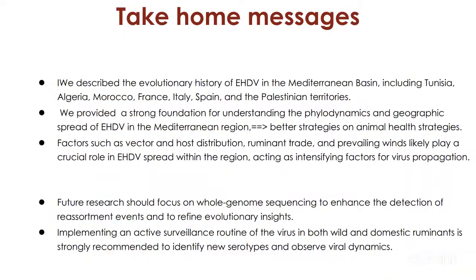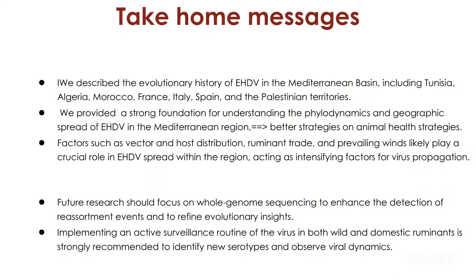So what I have as insights from these two analyses is that we have described the evolutionary history of EHDV in the Mediterranean region, including Tunisia, Algeria, Morocco, France, Spain, and the Palestinian territories. We provided a strong foundation here to understand the phylogeography and geographic spread of EHDV in the Mediterranean region. These may allow us to have better strategies for animal health monitoring, and factors such as vector and host distribution and ruminant trade and prevailing winds may have a major role in EHDV spread within the region, acting as intensifying factors for virus propagation.